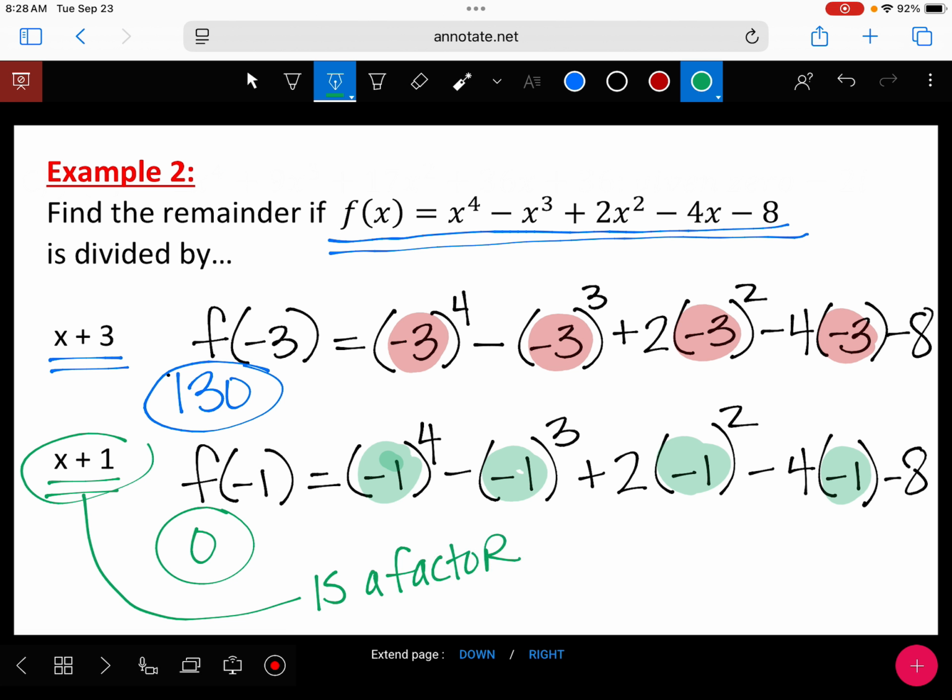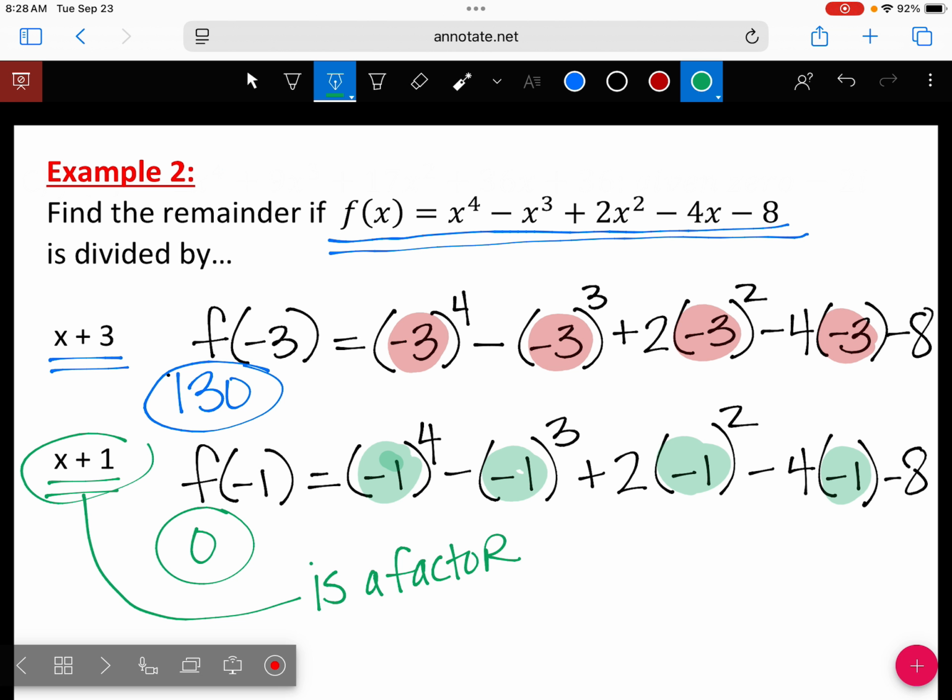Remember, every polynomial is made up of different factors. So when I say factor, it is one of the polynomials that we would have to multiply to get to that. So x plus 1 is one of my 4 factors, or one of the factors, because it may not be 4 factors.